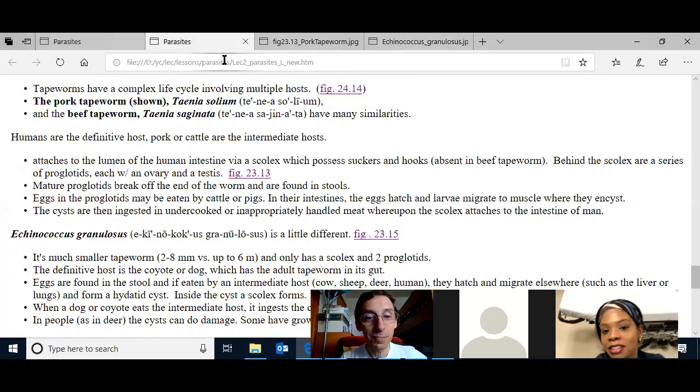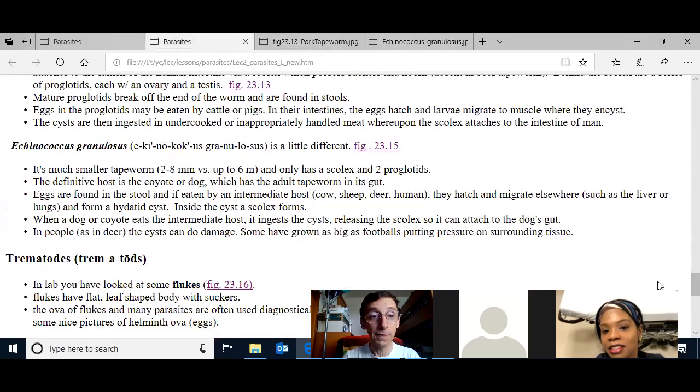And that is, instead of being up to 6 meters long, which we can find in the beef tapeworm, the dog's tapeworm is only 2 to 8 millimeters long. So it's very different. And the definitive host for Echinococcus granulosus is either the dog or the coyote. And the intermediate species are most animals that eat grass, like cow, sheep, deer. And then humans can be an intermediate for Echinococcus granulosus.